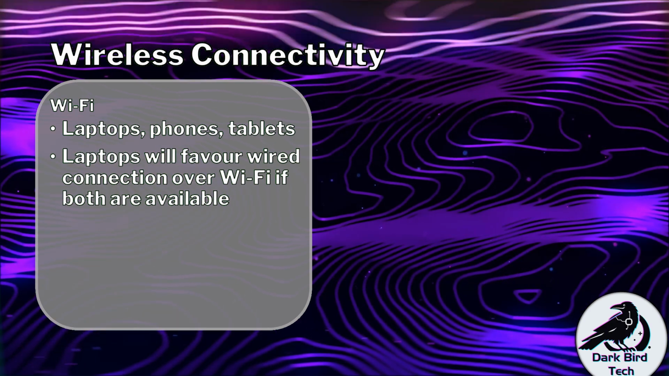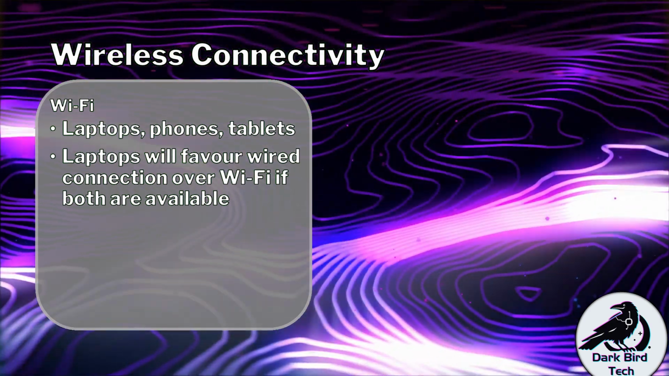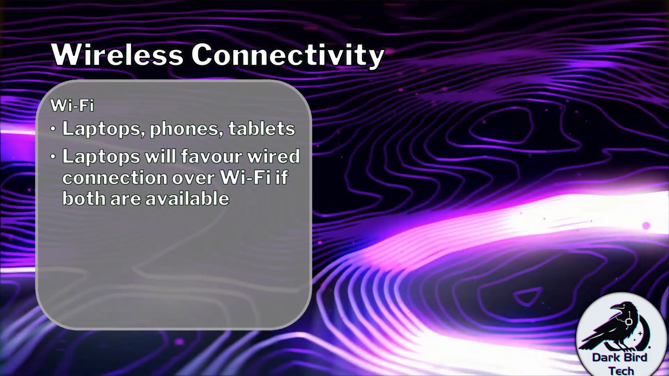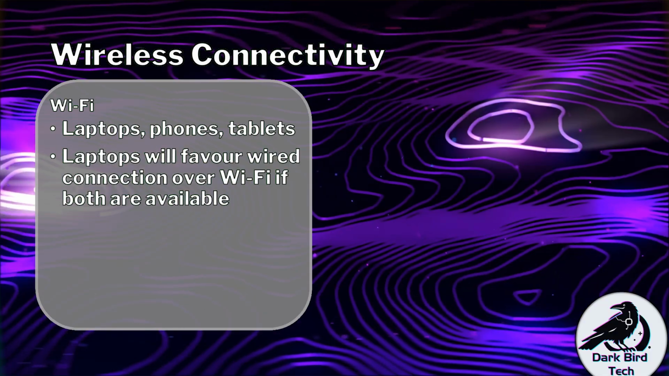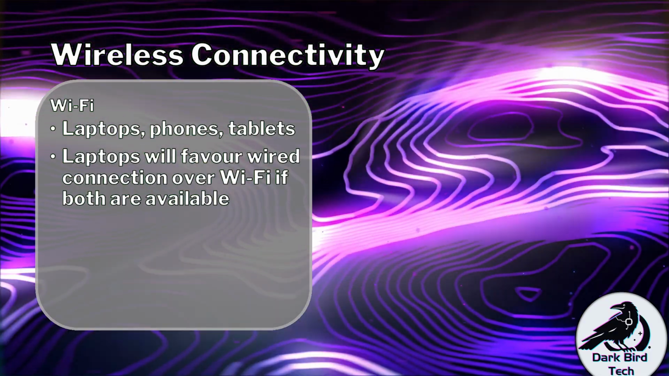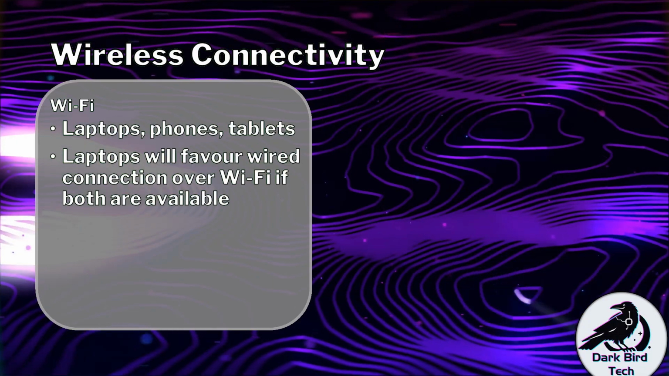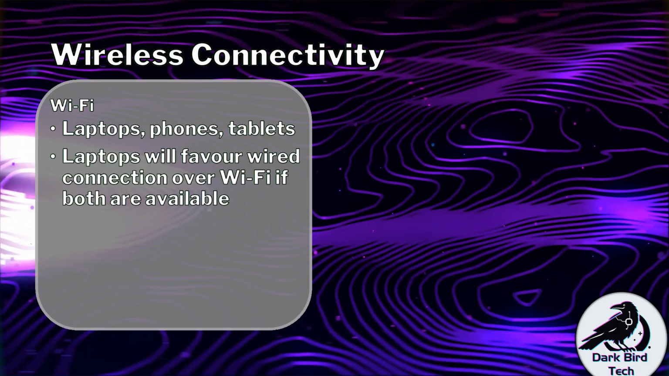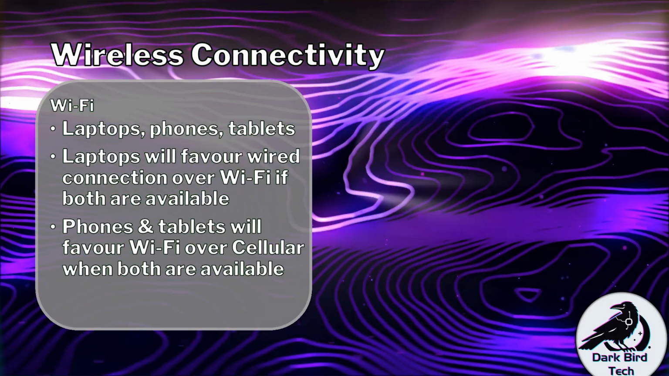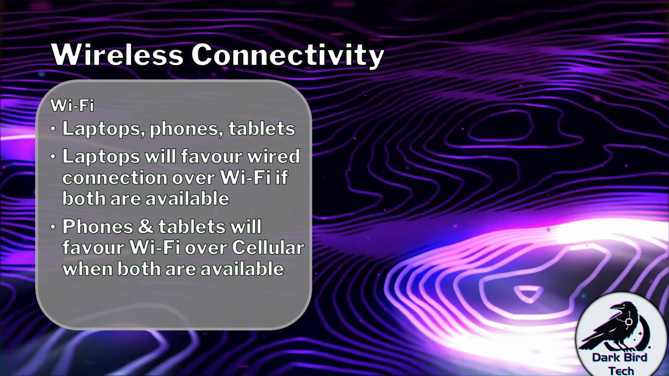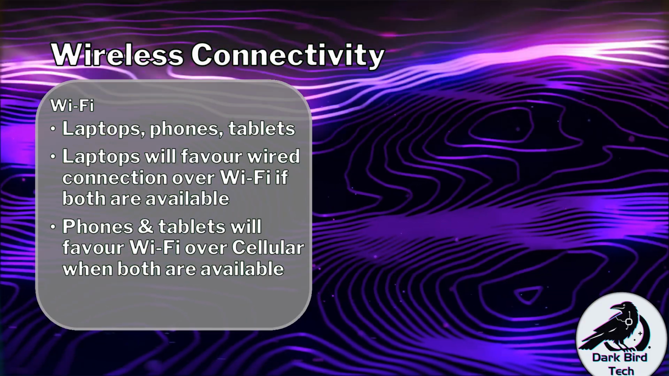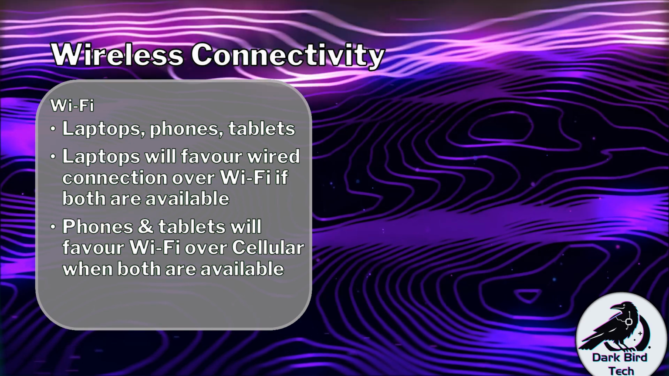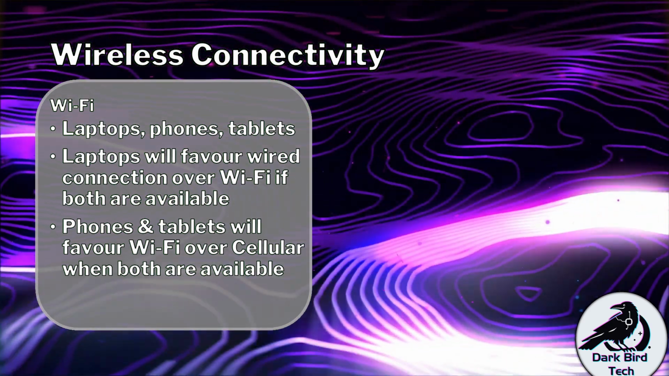If a laptop has both a wired connection with an RJ45 connection to an Ethernet cable and a wireless connection at the same time, laptops will usually favor the wired connection, as Ethernet cables are generally faster, more stable, and often give you closer to true bandwidth than a wireless connection will. Phones and tablets, however, don't have that RJ45 connection, but they will favor Wi-Fi over a cellular connection if both are available. Mainly because in most countries around the world, Wi-Fi based internet is cheaper than your cellular service providers are.